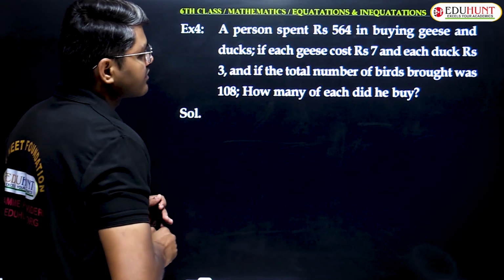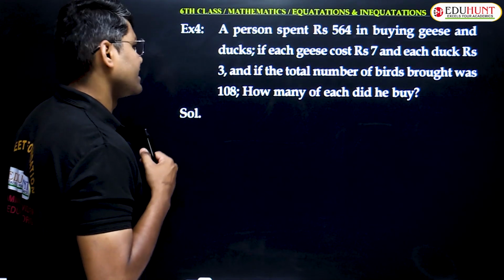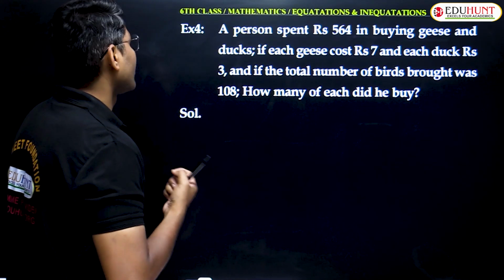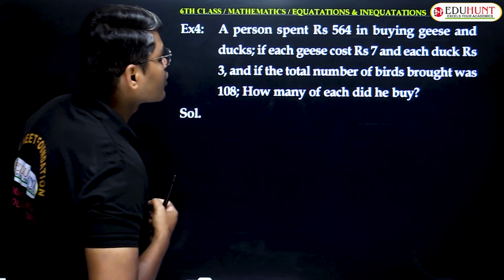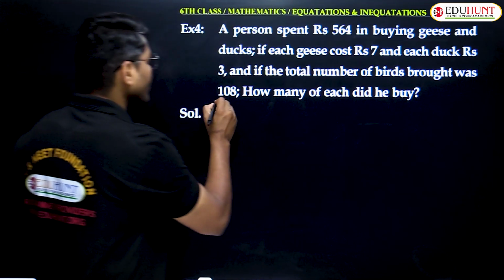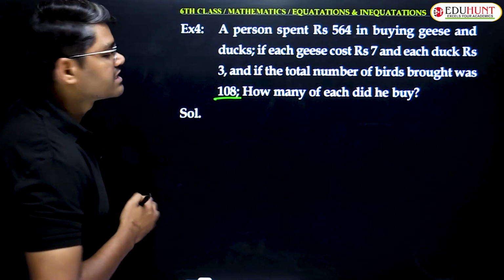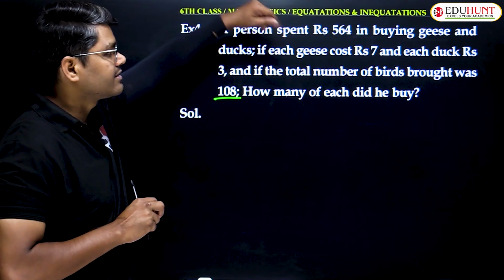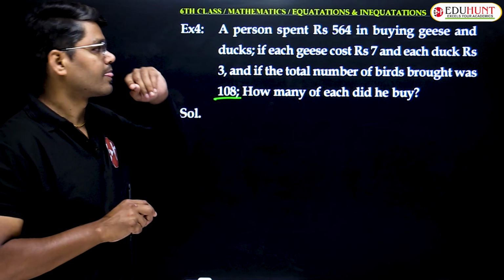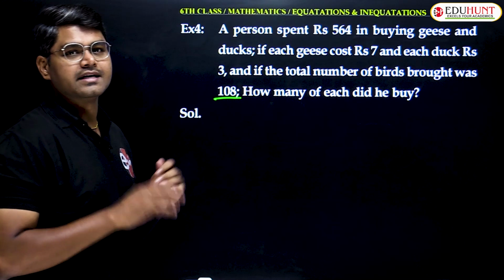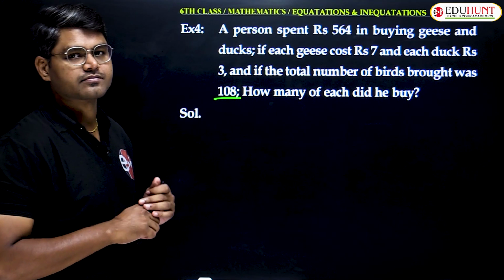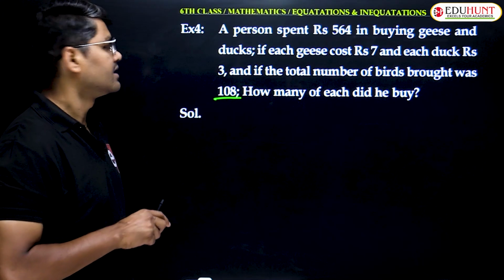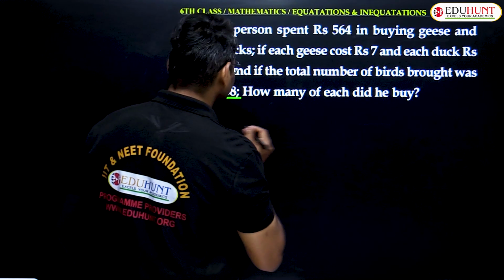A person spent 564 rupees in buying geese and ducks. If each goose costs 7 rupees and each duck costs 3 rupees, and if the total number of birds bought was 108, how many of each did he buy? Here, how much amount did he spend? 564 rupees. And how many birds did he buy? 108. Only two types of birds are there, one is geese and another one is duck. So, the number of birds is 108.